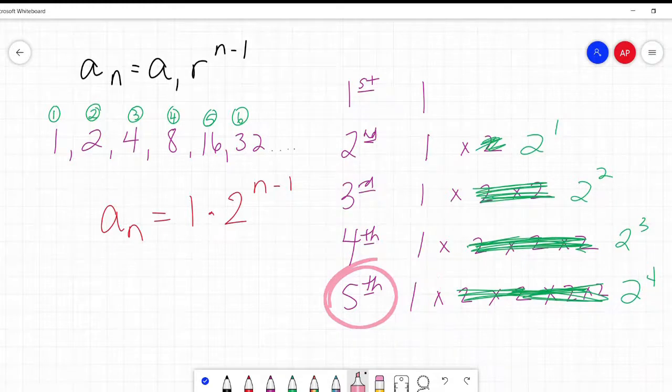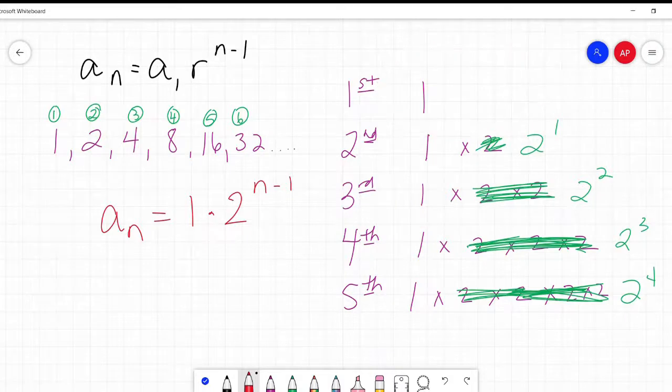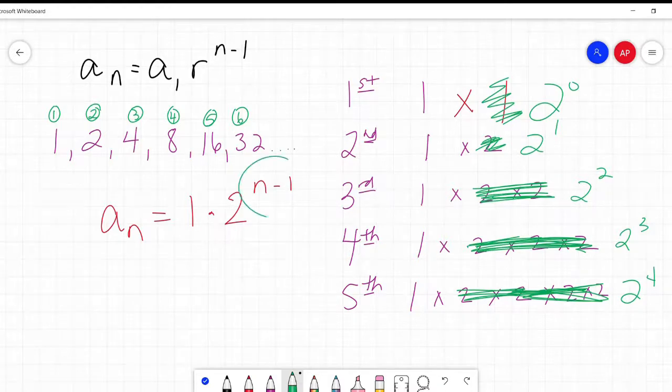So that's where our sequence comes from. First term times our ratio, in this case it's 2, to the power of 1 less than the position you're trying to find. And if you're wondering, but what about the first term? It works here too, because this is the same as 1 times 1, and 1 is 2 to the 0. Or in this case, 2 to the 1 minus 1. So it works all the way down.